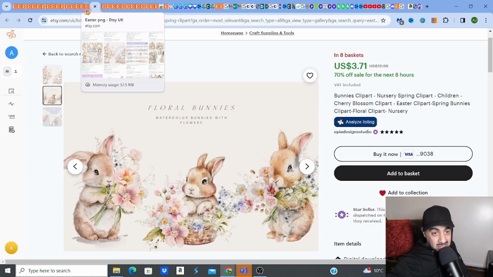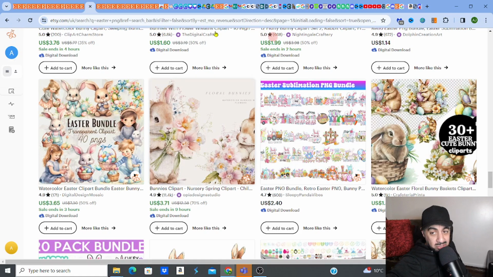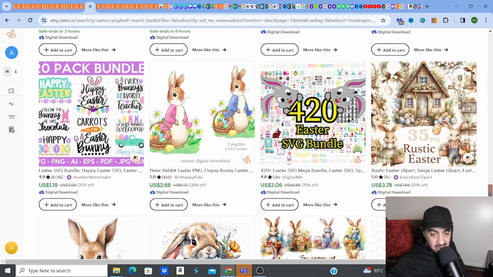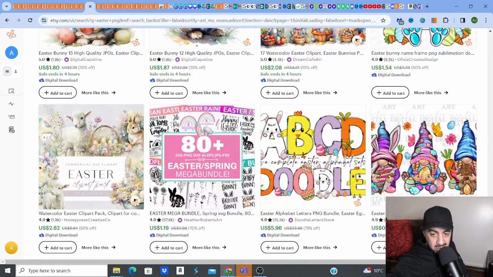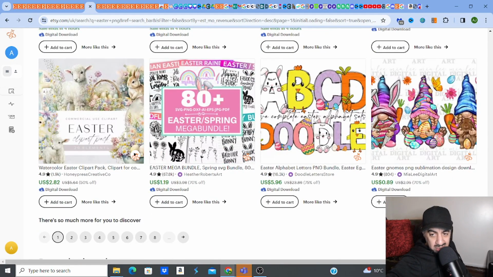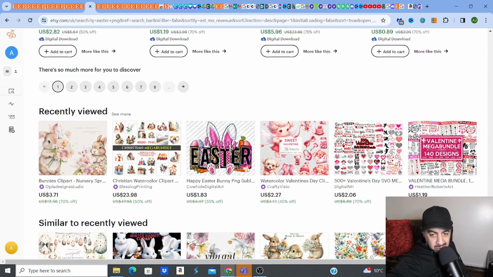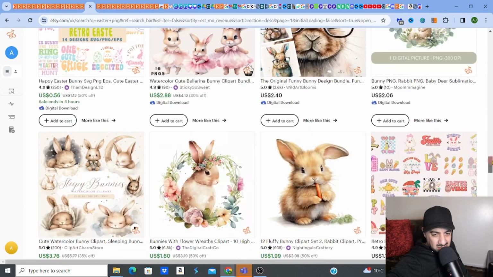So it's good to check this out. This is what I'm trying to say, guys. It's always interesting to check this out. And then you look at other things like SVG, which seem to go well. These doodle Easter designs, and other elements combined with things like gnomes and Easter.